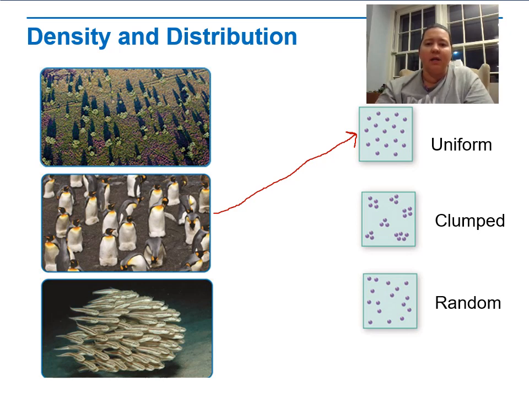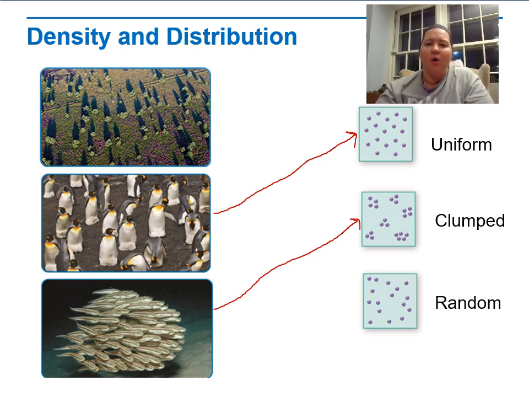Then we have the clumped pattern, which you can see here with this school of fish, because they're all tightly packed. There might be another school of fish somewhere else in the ocean, and another school of fish.